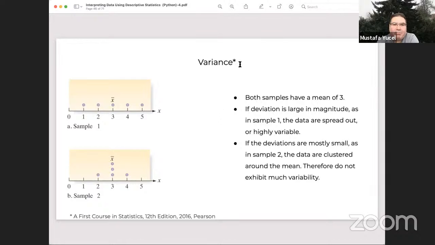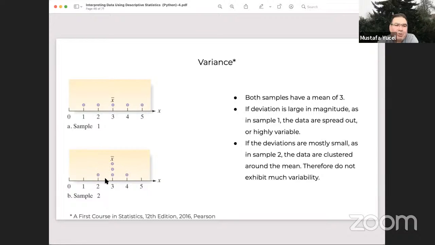Variance is another measure of dispersion. It's widely used, or it's a way of reaching standard deviation. In fact, variance is calculated as follows. Here there are two samples. There are data points, and these are the averages in the samples. This is sample 1 and sample 2.